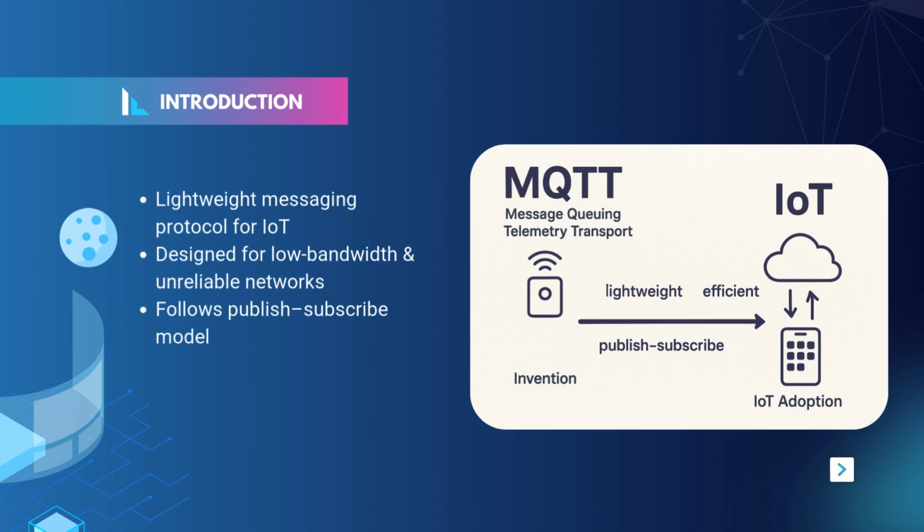MQTT was originally developed by IBM in 1999 to monitor oil pipelines over expensive satellite connections. Imagine sending sensor data over a network where every byte costs money. Efficiency was key. That same efficiency is why MQTT is so useful for IoT today. It's now standardized by OASIS and widely used across industries, from smart homes to automotive, healthcare, and industrial IoT.